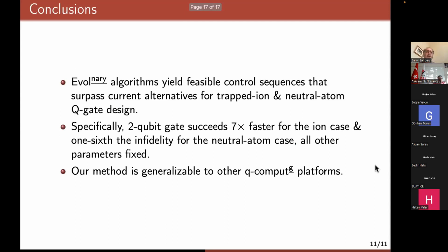Leave time for questions. Okay, so I want to give you three takeaway messages. Number one, the important message is that evolutionary algorithms yield feasible control sequences that surpass current alternatives for trapped ion and neutral atom quantum gate design. So I'm claiming here that our results are better than those of other people. Of course, never believe anybody.